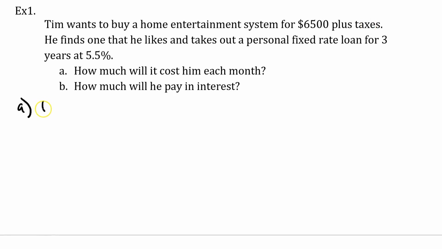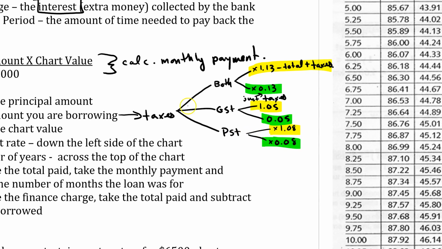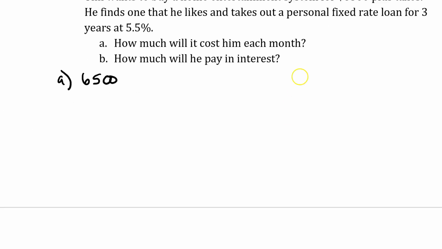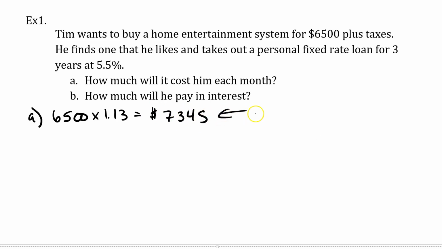So I'm going to take my 6,500, and since I want the total amount plus the taxes, so for both, I'm going to use this yellow calculation here. So I'm going to multiply it by 1.13. When I multiply by 1.13, I get 7,345. Okay, so this is our principal.